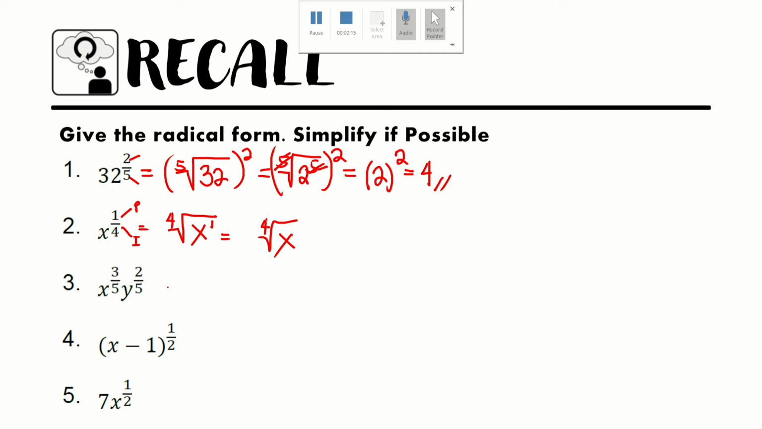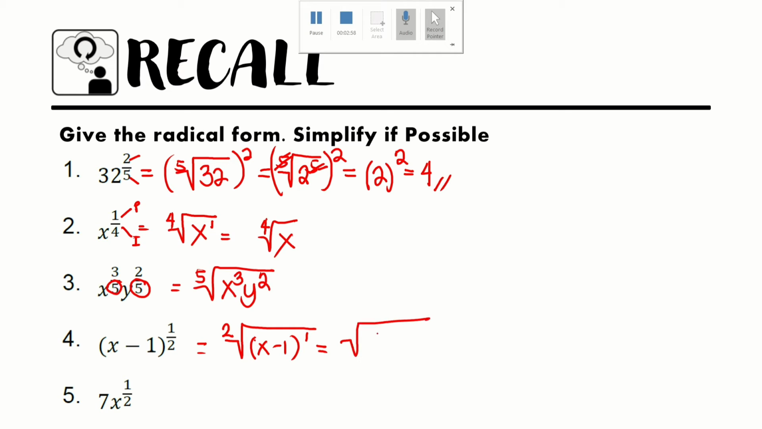And example number 3, since they have the same index, we can rewrite them as one. So that is the fifth root of, copy our base, x raised to 3, y raised to 2. And for our example number 4, since this is enclosed in parentheses, that means they are considered as one term. So if we write this in radical form, that is simply the square root of the quantity x minus 1, wherein the power is 1 and the index is 2. Then we know by convention that the lowest index is 2, so we can rewrite it simply as the square root of x minus 1.